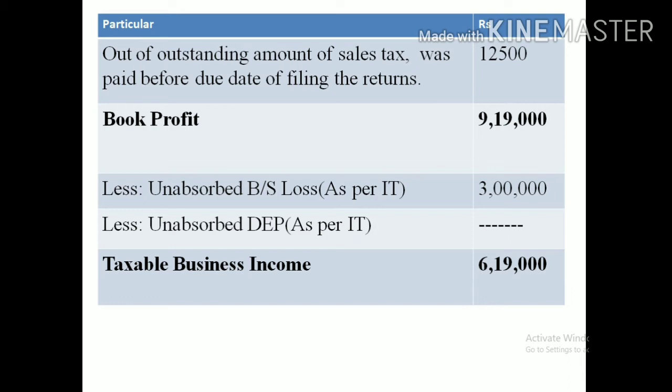You will get 9,19,000. From this, adjust these two things. Unabsorbed business loss as per IT we have, that is 3 lakhs. Then less unabsorbed depreciation as per IT is not given, should just ignore. Then you will get 6,19,000. It is the taxable business income. Here on this income 6,19,000, claim deduction under section 80IB at the rate of 25%. Okay, on this amount calculate deduction under section 80IB.